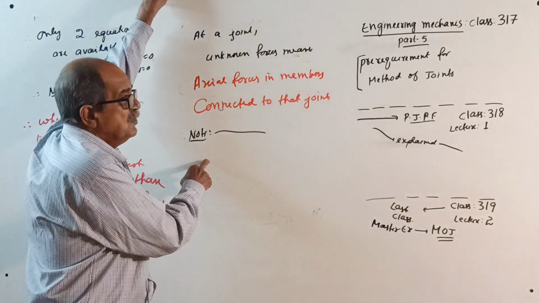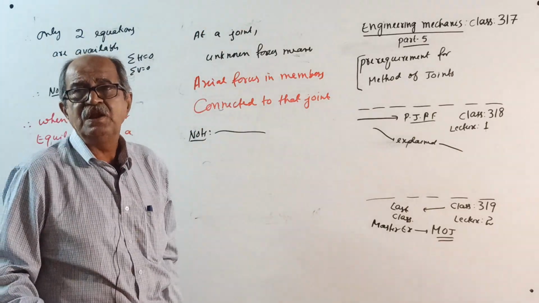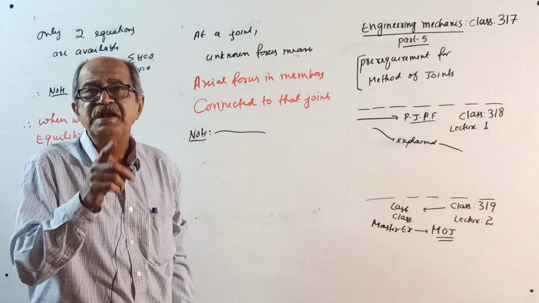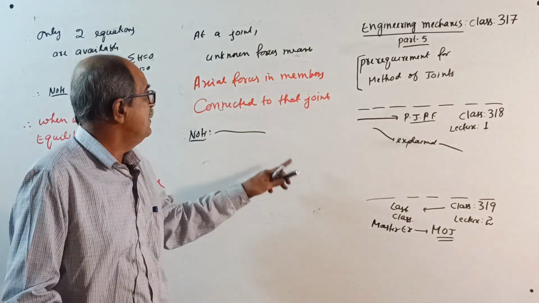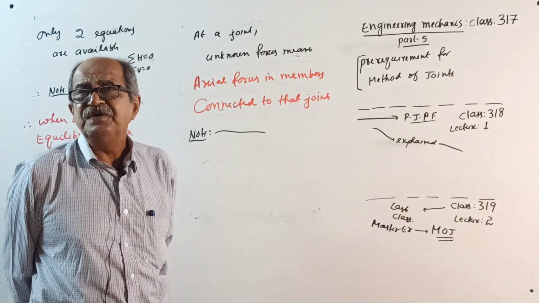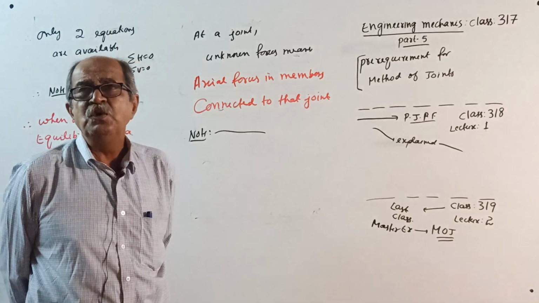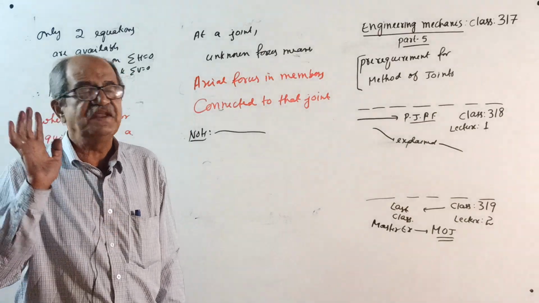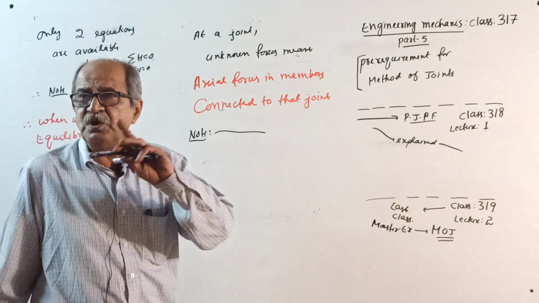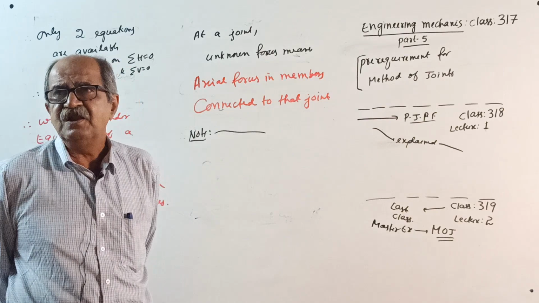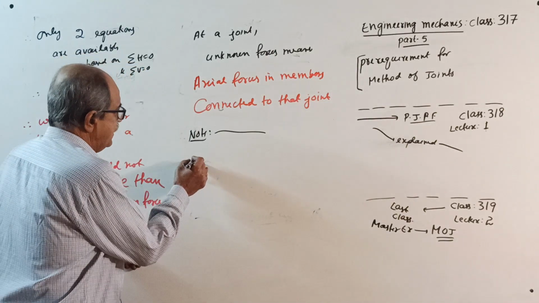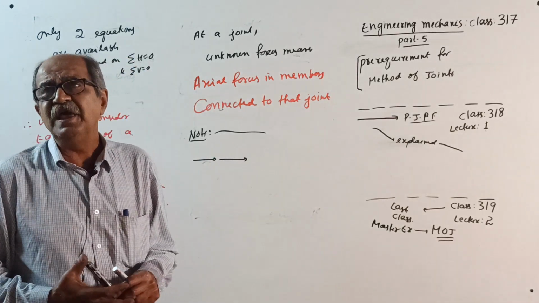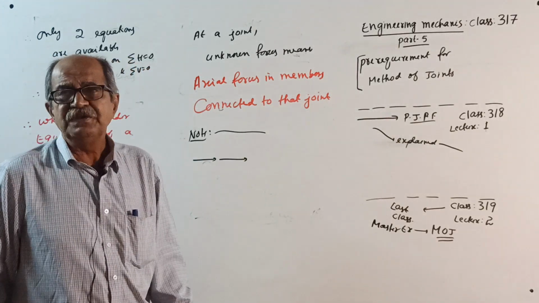So someone will ask, sir, if the unknown is a support reaction, no. In analysis of statically determinate pin-jointed plane frames, before you start the method of joints, the first step is to find support reactions. So once you find support reactions, they are not unknown. Okay. Next, one more point. You make a note. I am dictating because all this I cannot write. People who are serious will write it.